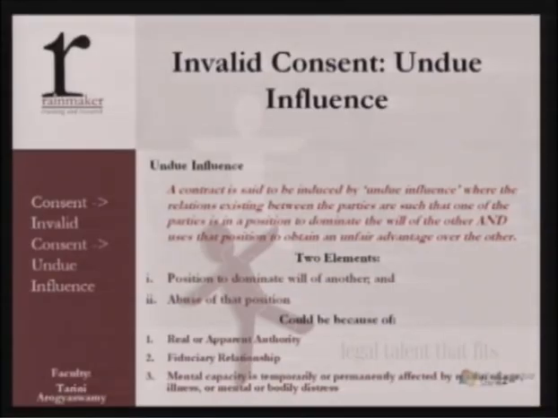It could also be because of mental capacity being temporarily or permanently affected. Due to illness, due to age, a child may look up to a teacher or a parent or an elder person because their mental capacity may not be as developed as that other person. People who are mentally ill may also face undue influence from those who are in a position to dominate them and to abuse that position.